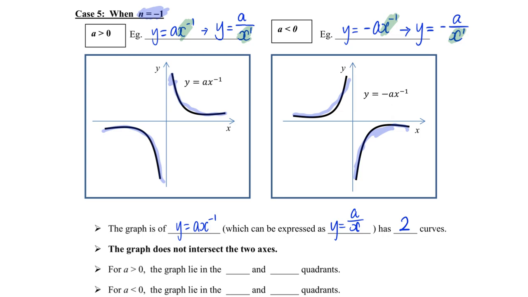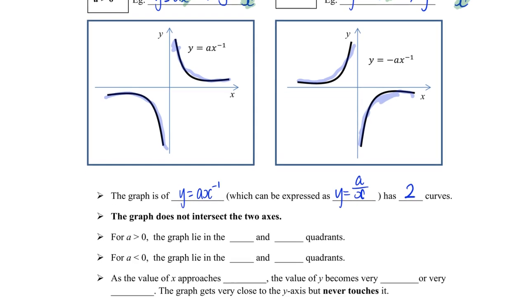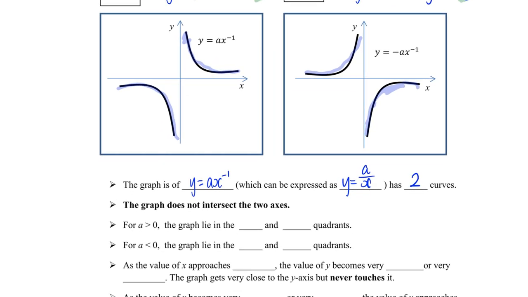Let's look more closely at the first part, where we shall look at the case where a is positive. It lies on the first, second, third and fourth quadrants labelled here. It actually lies on the first and the third quadrants.